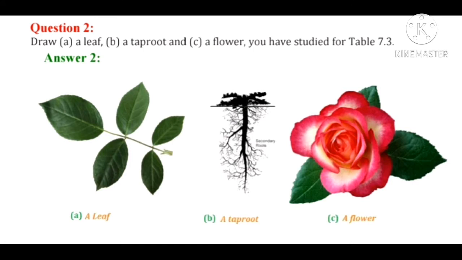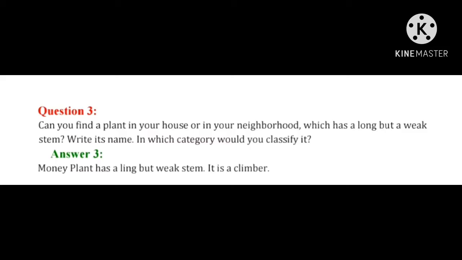Second question, draw a leaf, a taproot and a flower you have studied for table 7.3. It is there in your textbook, copy it. Third question, can you find a plant in your house or in your neighborhood which has a long but weak stem? Write its name. In which category would you classify it? Here I have written money plant has a long but weak stem. It is a climber. You can write the name of any plant and its category.